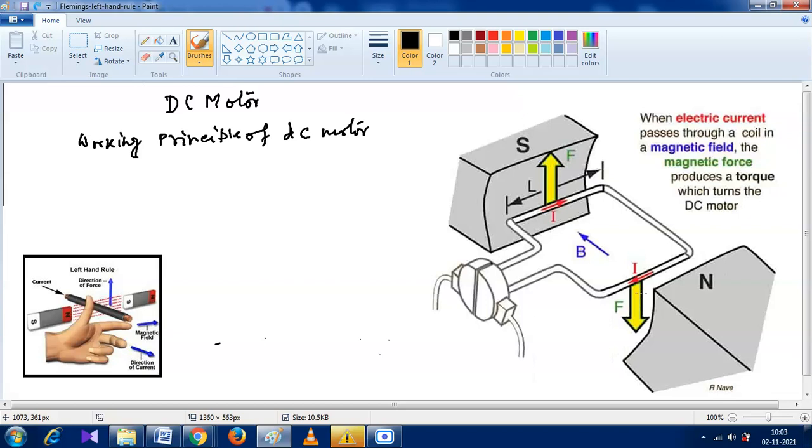So you have to say, the principle of DC motor is based on Fleming's left hand rule.